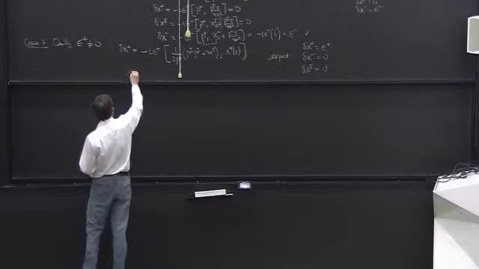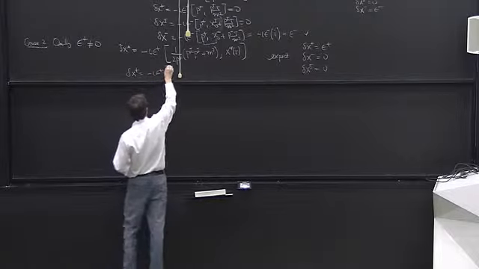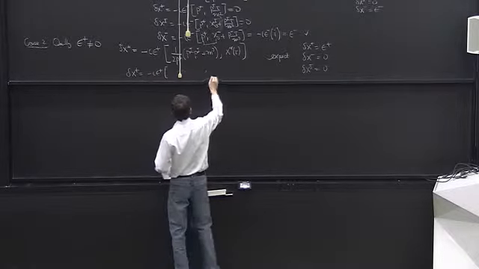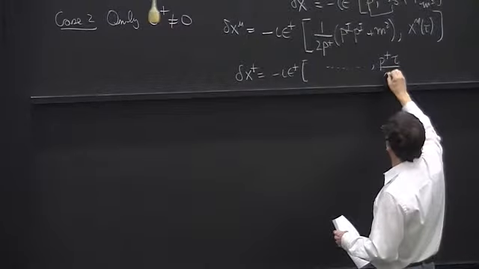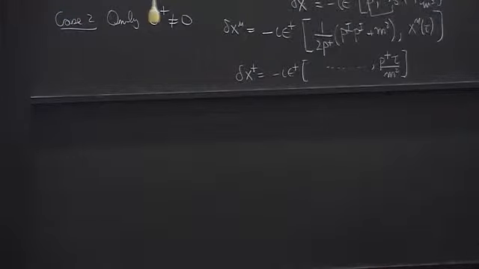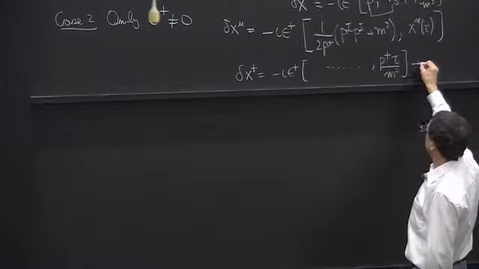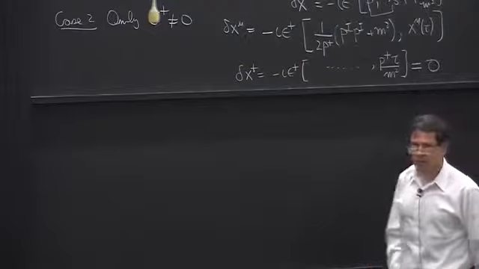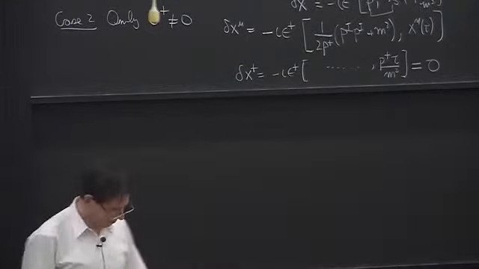Well, delta x plus, let's do that. Delta x plus would be minus i epsilon plus this whole thing times x plus, which is p plus tau over m squared. Well, we should get epsilon plus, but p plus commutes with everything here. We get 0. Oops, it doesn't seem to be translating.